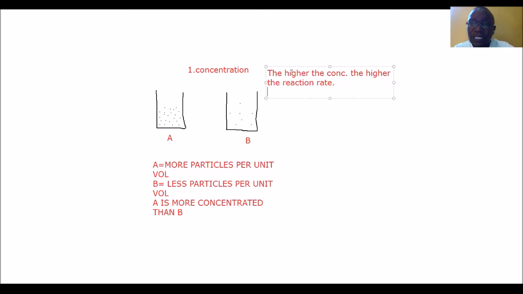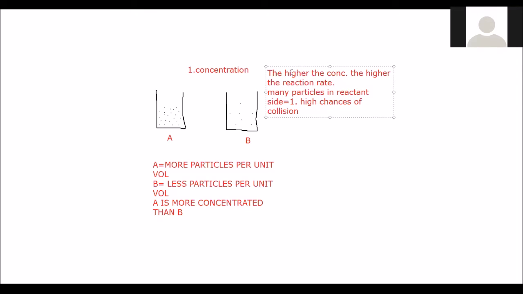When we talk about high concentration leading to increased reaction rate, what are we referring to? When the particles are many in the reactants, this means 2 things. Number 1, there are high chances of collision between those particles that are reacting. So that is why the rate of reaction will increase. Number 2, collision frequency increases.